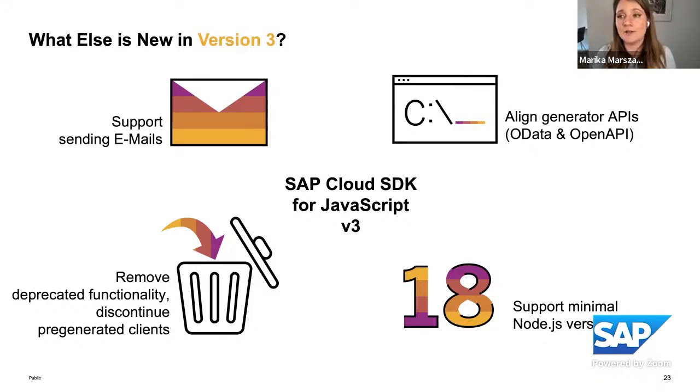We also aligned the generator APIs between the OData and OpenAPI generators. So you already saw a short glimpse of that. I did not use the generator, but I showed you that I used it before and explained a few things. So defaults have changed. We simplified many things and aligned them. So in case you're using both OData and OpenAPI, you have a more similar experience.